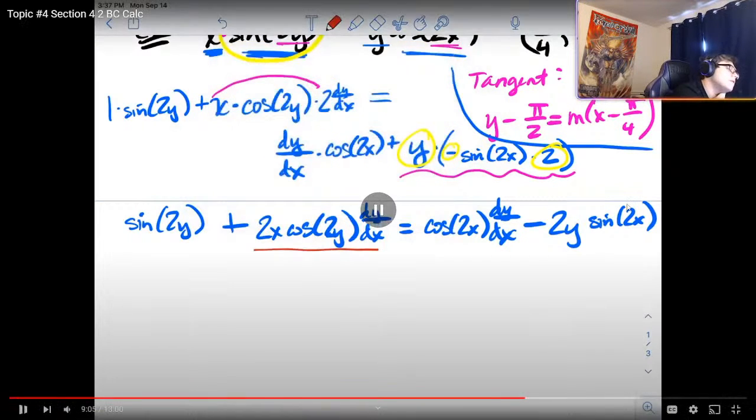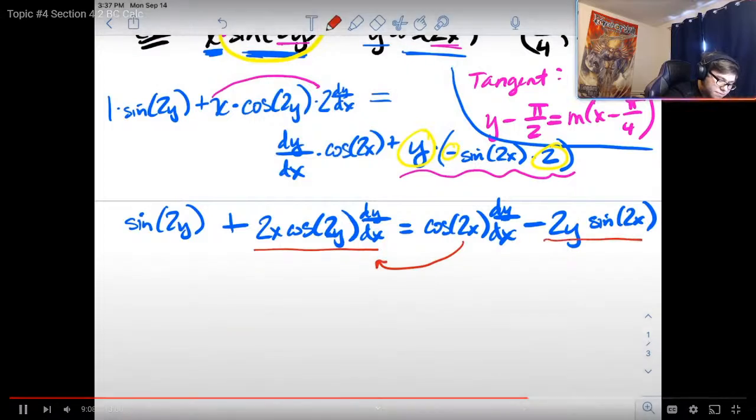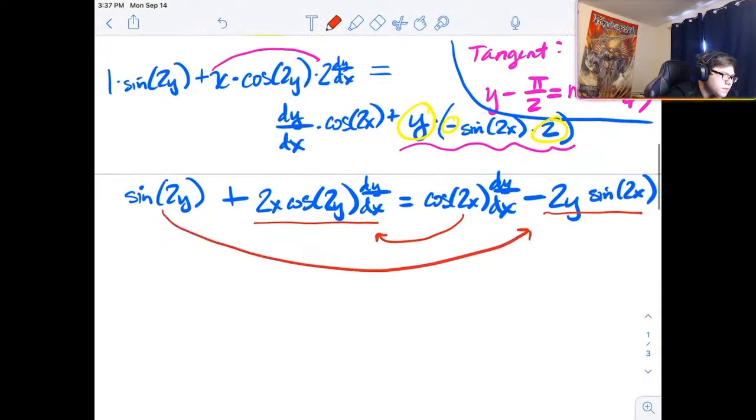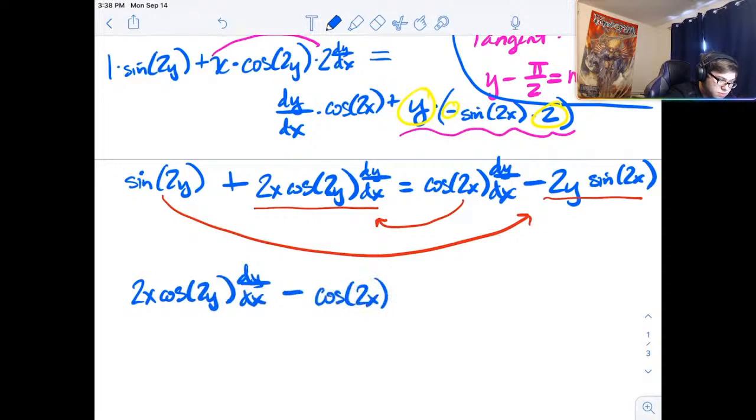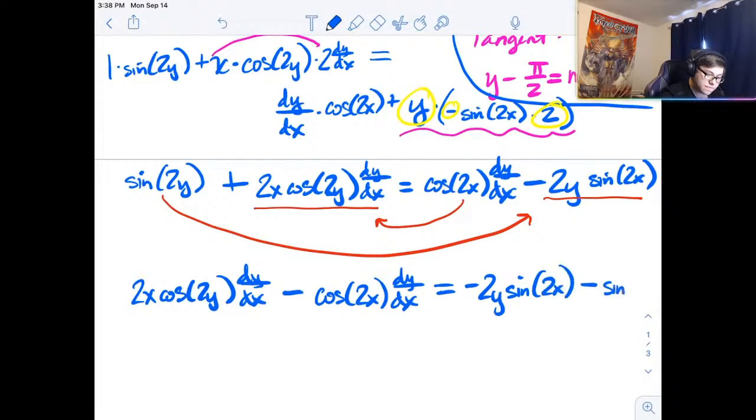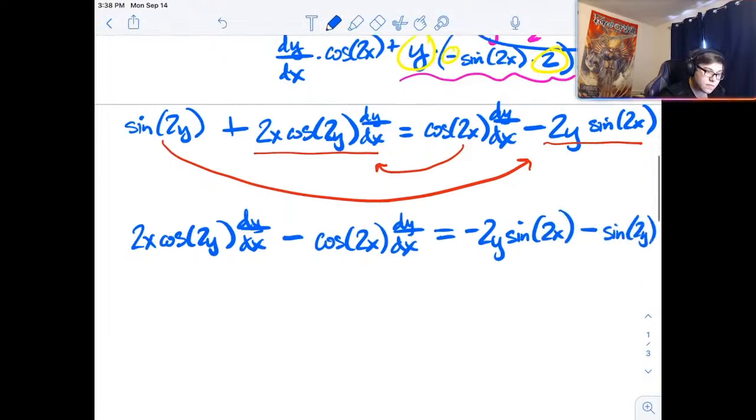I'm going to go ahead and keep this guy here, moving this guy over. And I'm going to keep this guy here, but I've got to move that guy over in order to organize my equation. So now I have 2x cosine 2y with a dy dx attached. And I also subtract over cosine of 2x with a dy dx attached. On the other side of the equal sign, negative 2y sine of 2x stayed put, and I need to subtract over the sine of 2y.